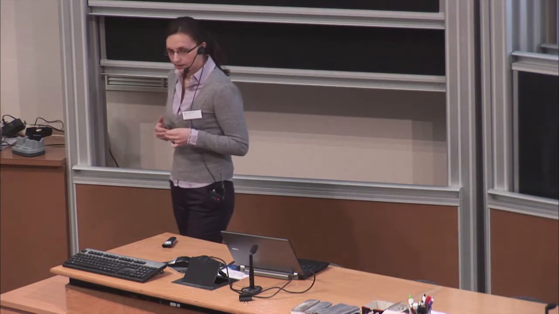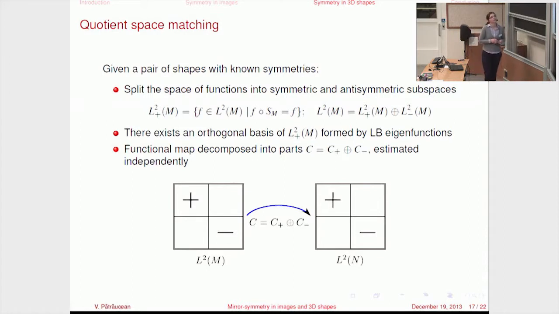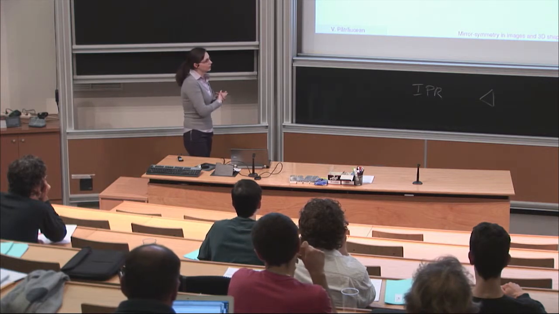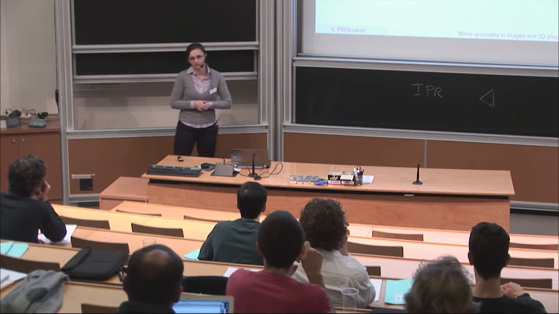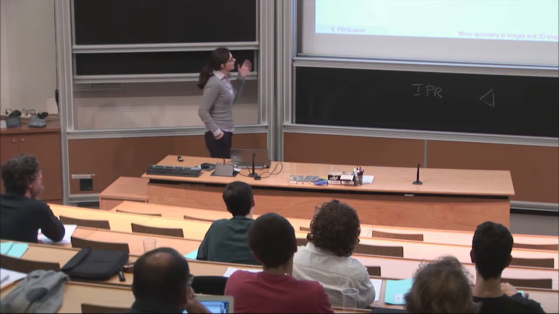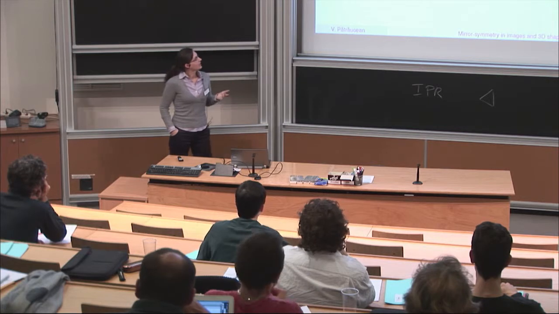We will split the space of functions in a convenient manner for the given problem, into symmetric and antisymmetric functions. The symmetric space will contain the functions that are invariant with respect to the symmetries, and then we have the antisymmetric space that is the complement. I probably didn't mention that for the original functional map framework, we use Laplace-Beltrami eigenfunctions as the basis functions. In this work, we have proven that there exists an orthogonal basis for the space of symmetric functions that is formed only by Laplace-Beltrami eigenfunctions. The fact that this basis exists allows us to split the map into the symmetric part and the antisymmetric part, and these two parts can be estimated independently.